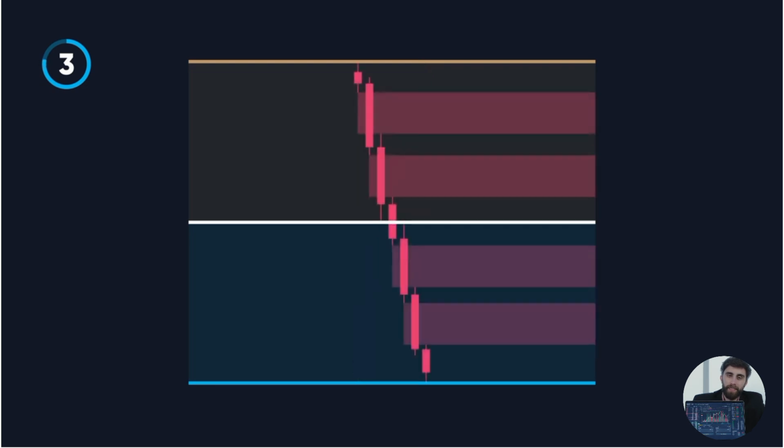And we can do the same for bearish FVGs within a downtrend. The only difference is we want to be targeting the fair value gaps that were created in the premium area, which is anywhere above the 50% line.